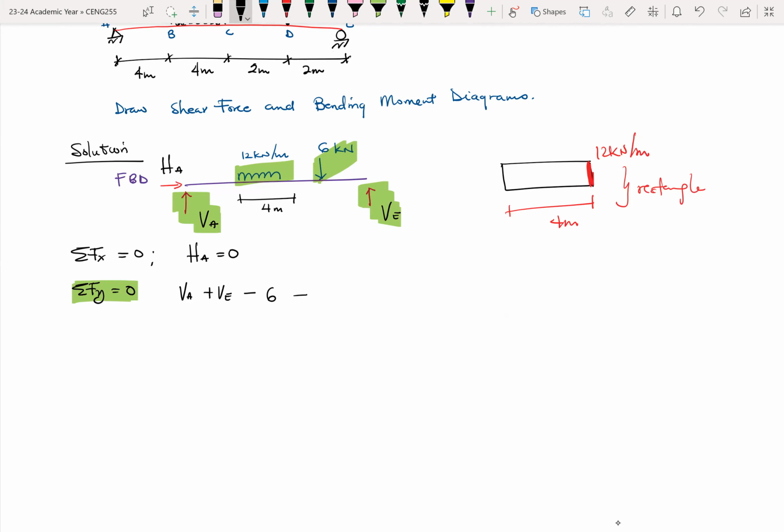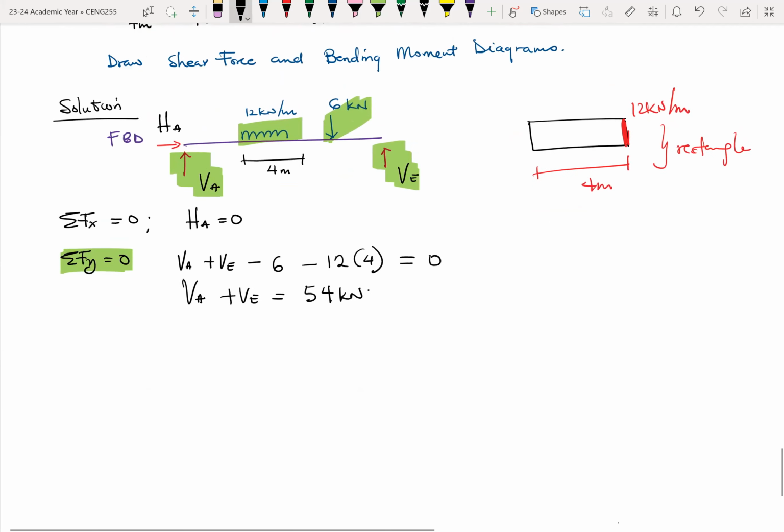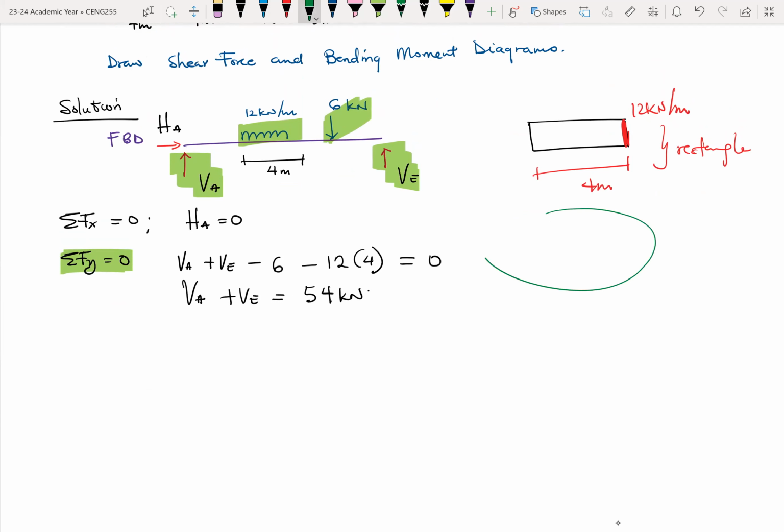So it becomes 12 times 4, and all of this is equated to 0. Okay, so you can simplify it. VA plus VE, I think 12 times 4 is what? 48, plus 6, 54 kilonewtons. Great. But you see, the goal is to find the unknown reactions. I didn't mention that earlier, but the unknown reactions are, let me put that into this box, unknown reactions.